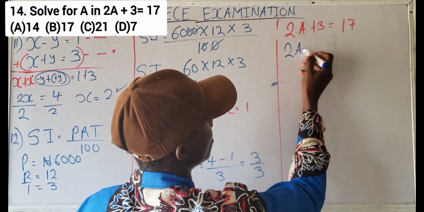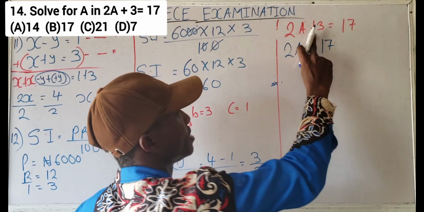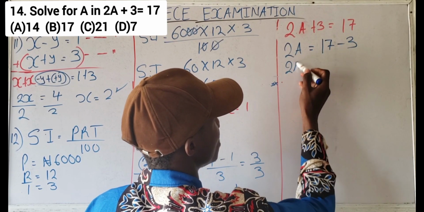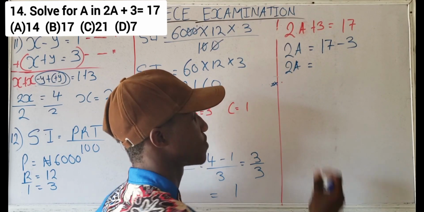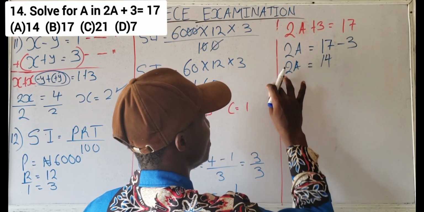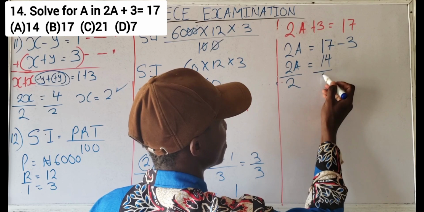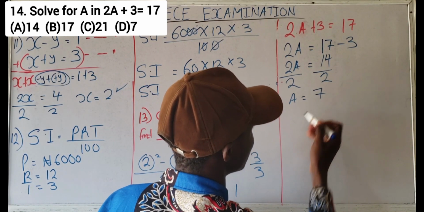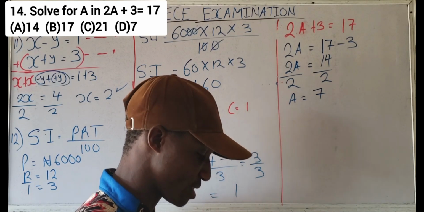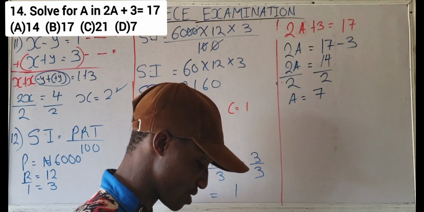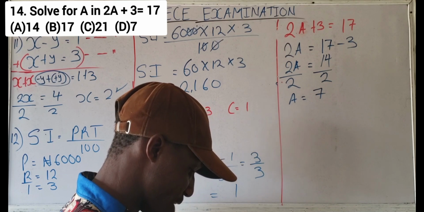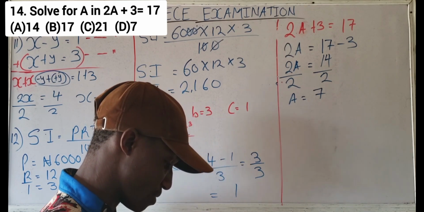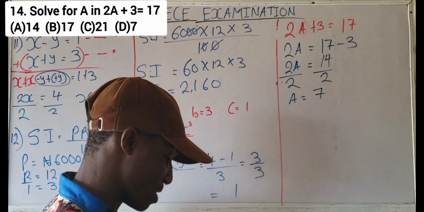2A will be equivalent to 17. Now, this plus 3 crossing the equals sign is going to change to negative. So, I'm going to have minus 3. So 2A is equivalent to 17 minus 3, which is 14. Divide both sides by 2 to get the value of A. So I'm going to have A equals 7. Okay. The right answer to that question is 7. Okay. The right answer is 7.